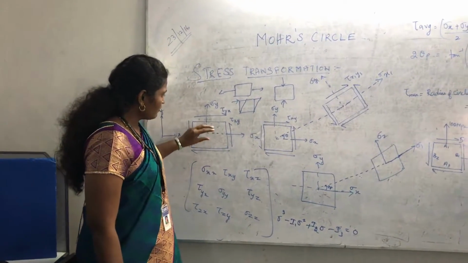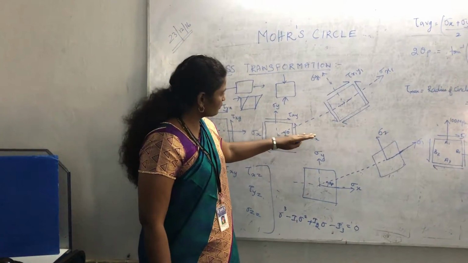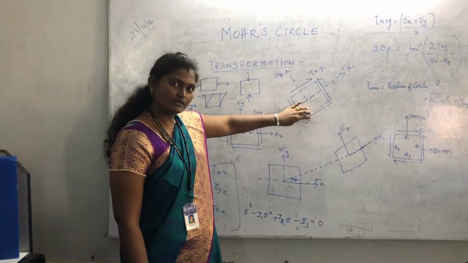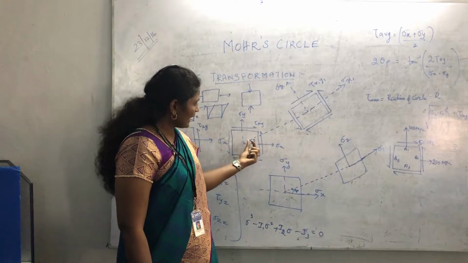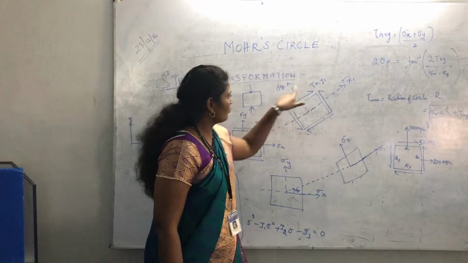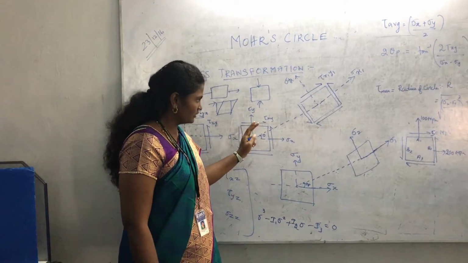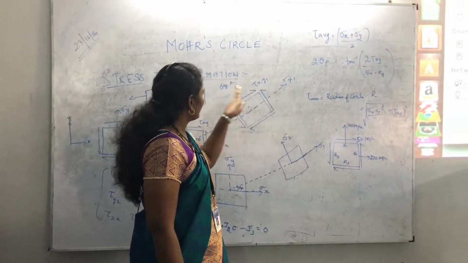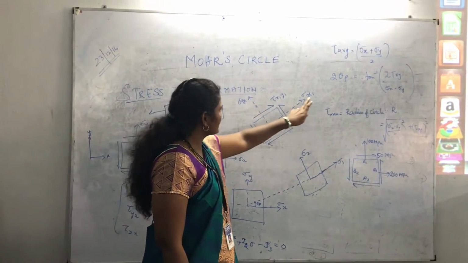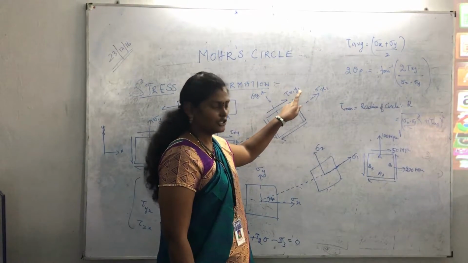Now, when I rotate these plane stresses by an angle theta, they move to a new axis. What is the nature of these forces? The transformation of the stresses from the xy coordinates to the x1, y1 coordinates is due to the rotation of this angle. So sigma x1 and sigma y1 are now the normal stresses acting in the x1 and y1 directions, and tau x1y1 is the shear stress.